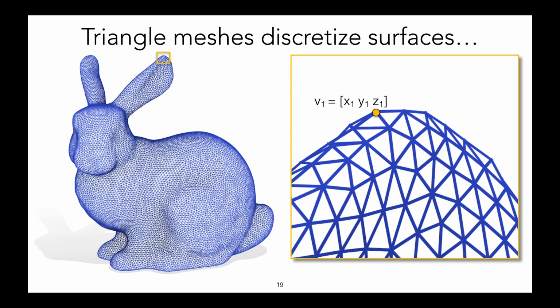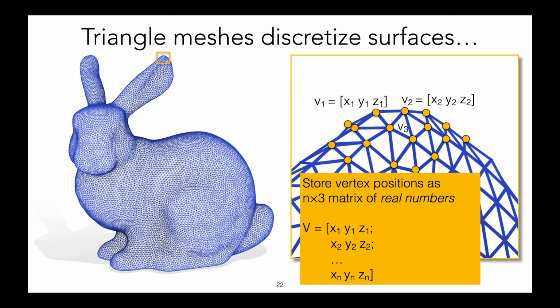Now if you look at one vertex, this vertex will be described by X, Y, and Z coordinates. So we have one set of coordinates for every vertex. The way we decide to represent all of these is to take all these vertices and put them together in one matrix that has as many rows as the number of vertices and 3 columns, one for all the X coordinates, one for Y, and one for Z. So this is just an n times 3 matrix, with n the number of vertices. It's a matrix of real numbers.